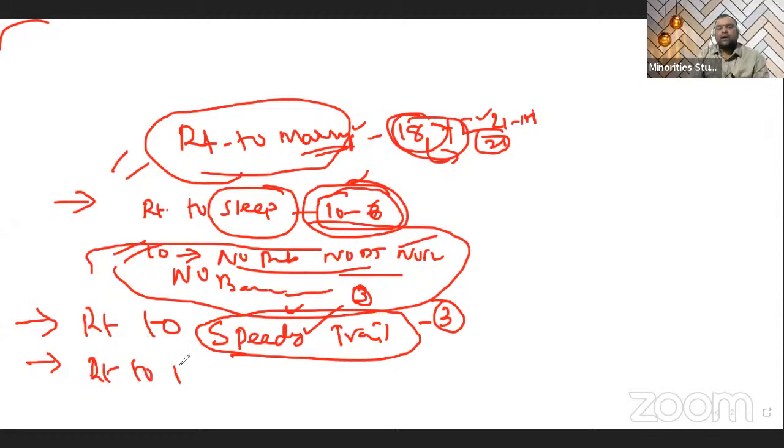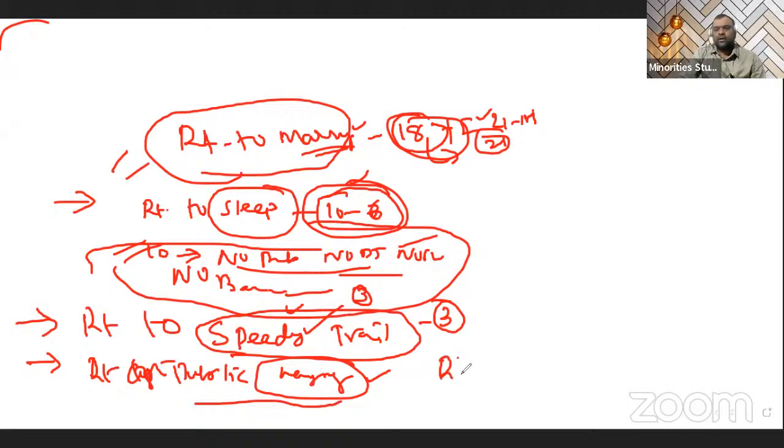The next one is right against public hanging. What is the meaning of public hanging? We are not living in a society like there are in so many other countries, where convicted people are hanged publicly. That is not there in our country. In our country, there is no public hanging. Okay, right to decent environment.